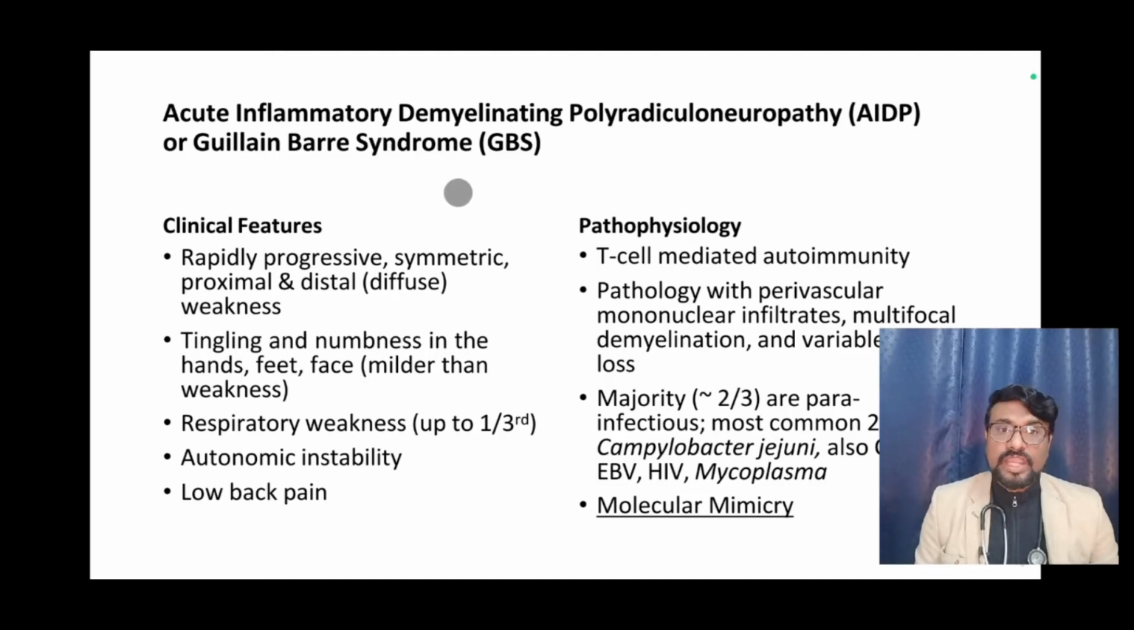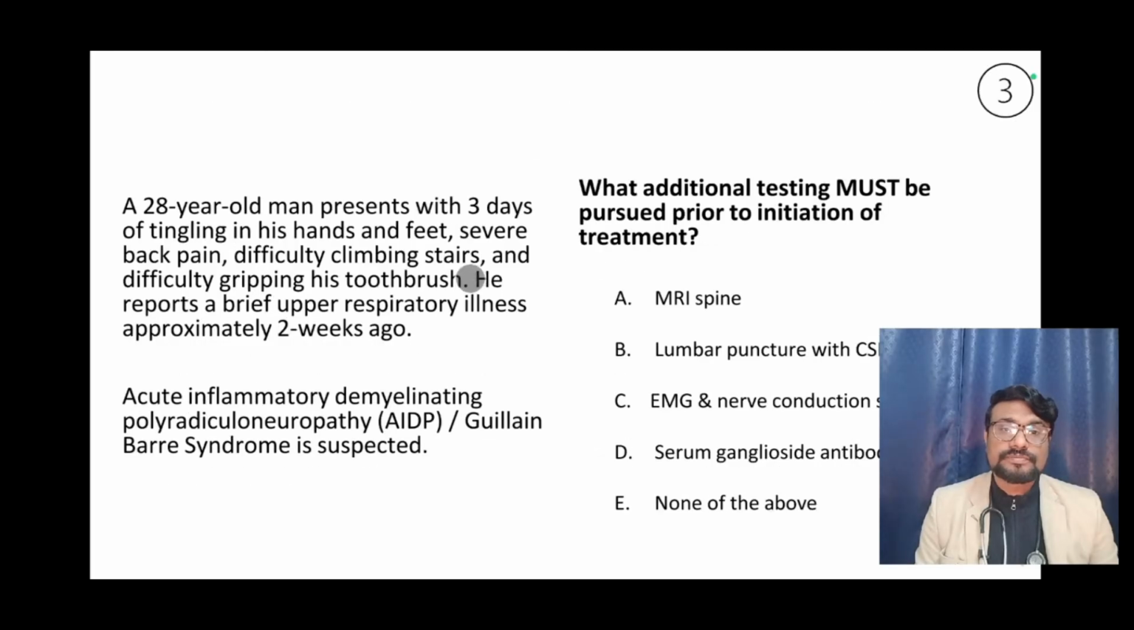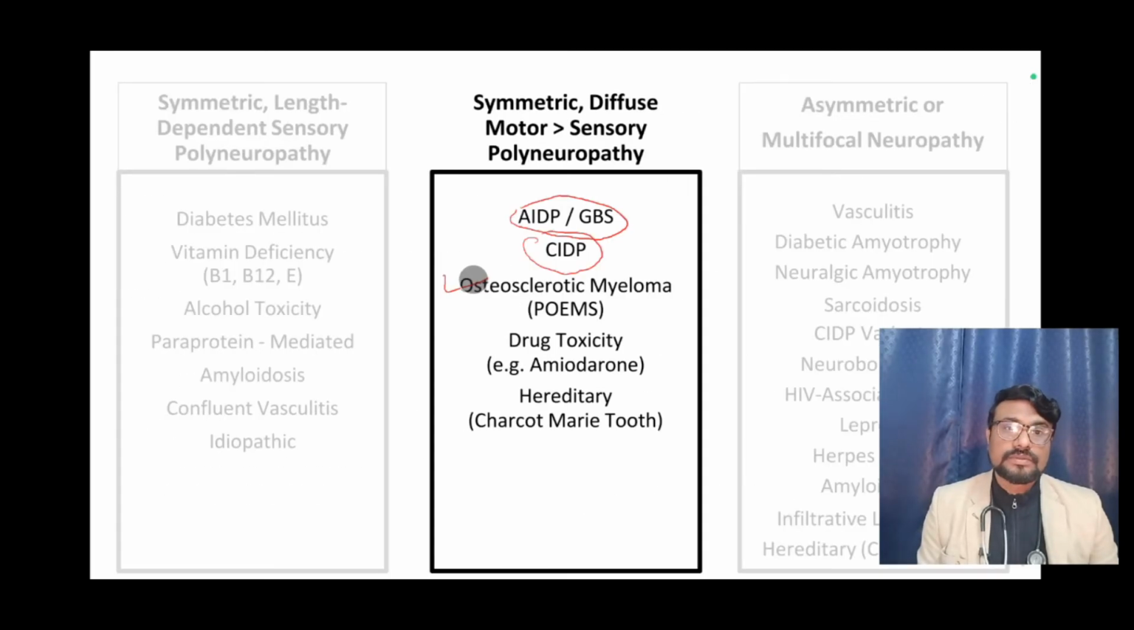So this was a case of acute inflammatory demyelinating polyneuropathy because there is no history of drug intoxication, there is no family history in it, and there is no myeloma proteins given in our case. So it has acute presentation, CIDP is ruled out, so this is a case of AIDP or GBS.